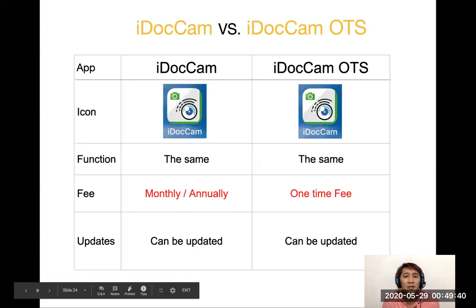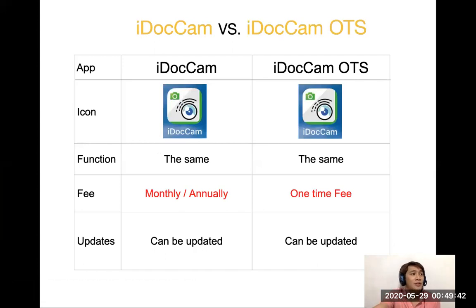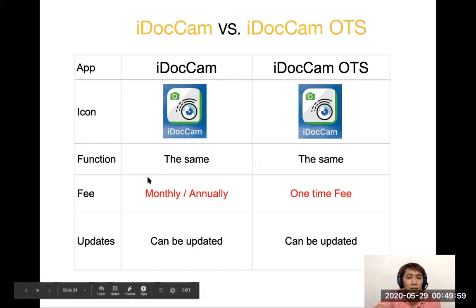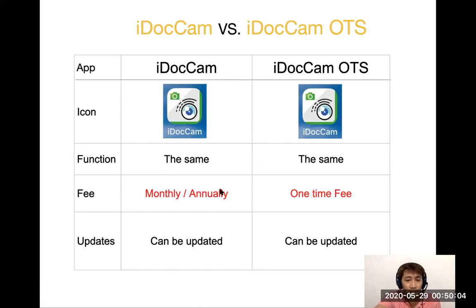So the difference between iDocCam and iDocCam OTS is that, as you can see in the graph, they are basically the same thing. Their icons are the same. Their functions are the same. They also update every now and then. However, the only difference is that with iDocCam, this one right here, you can pay monthly. There's a monthly fee or annual fee. I think it's 99 cents per month, and then I think it's like $9.99 annual fee, and then for a one-time fee, it's a different fee. So you can do your own calculation.